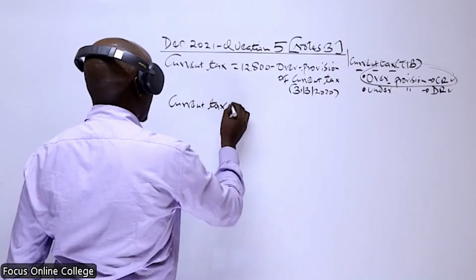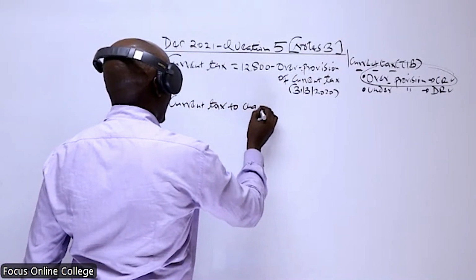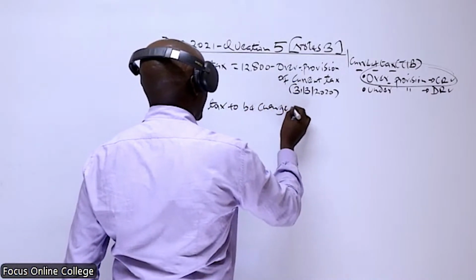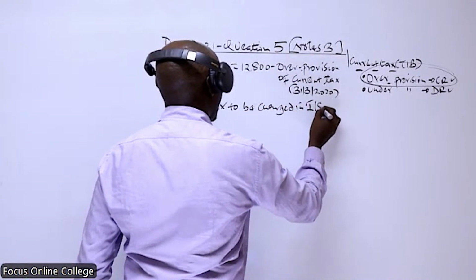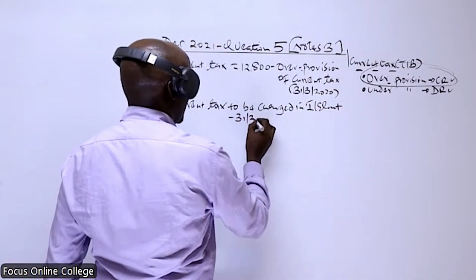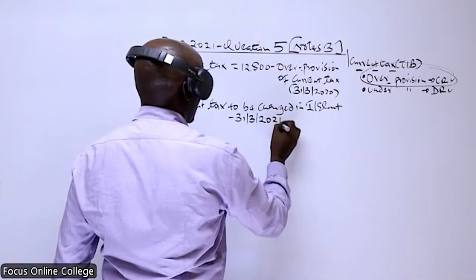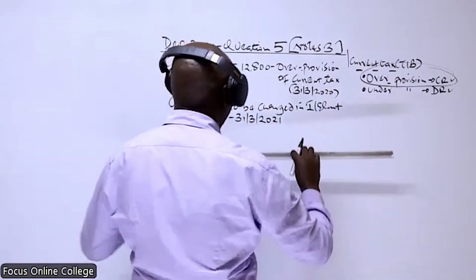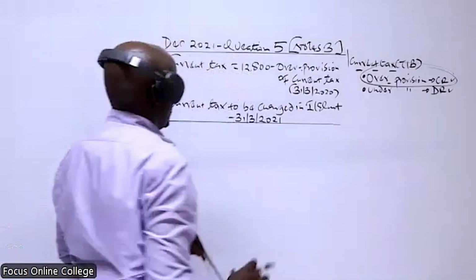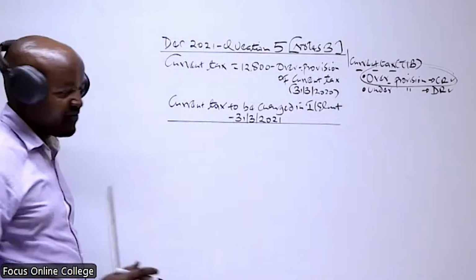Current tax to be charged in the income statement for the year which ended 31st of March 2021, which is the current year. So how do we compute this one? The current tax to be charged in the income statement for the current year.